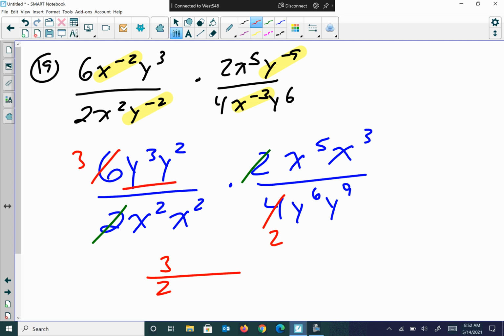How many y's does it appear I have up on top? 5. How many y's do I appear to have on bottom? 15. Tug of war. Who wins, top or bottom? Bottom by 10. I like it.